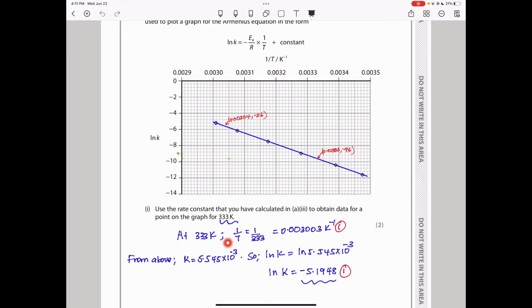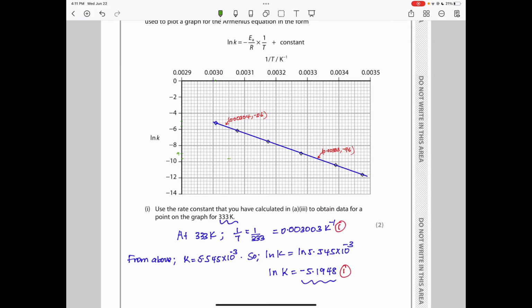What I need to do here first is to find what 1/T is, which is going to be 1/333. Remember, this is the x coordinate I'm looking for. So it's going to be 0.003003, which is going to be about there, this point here.